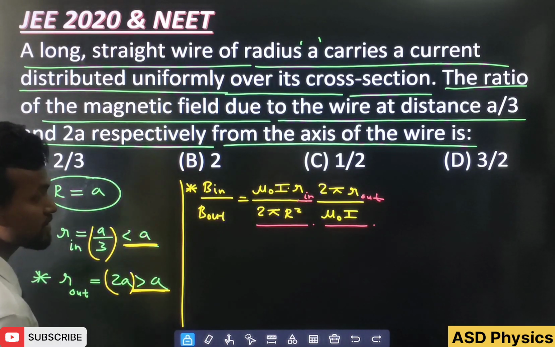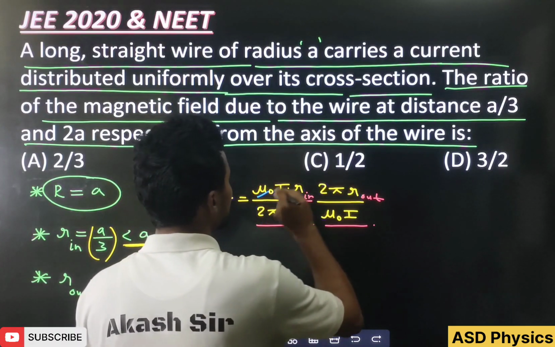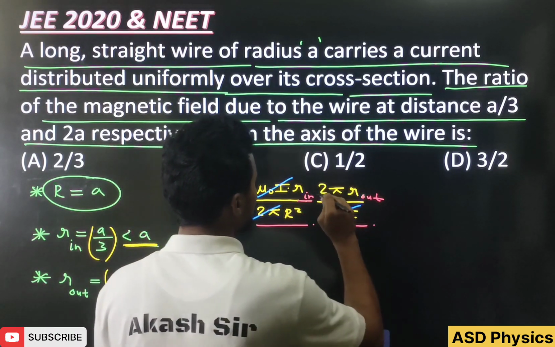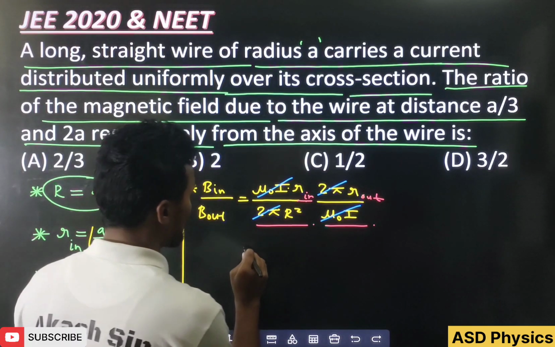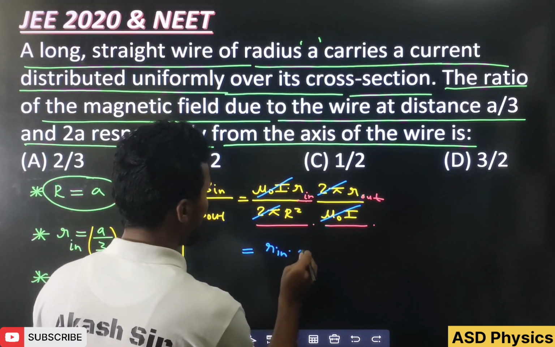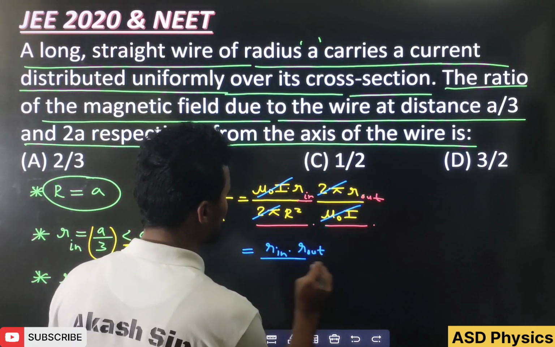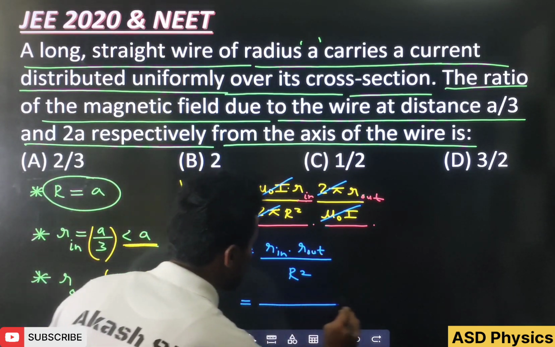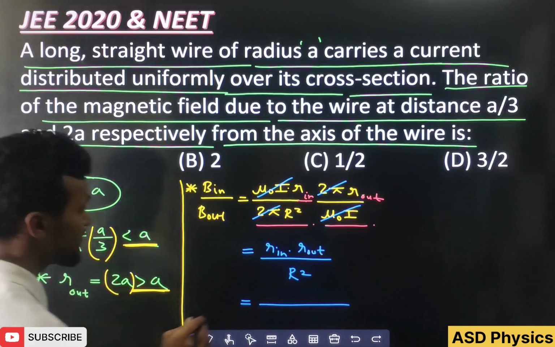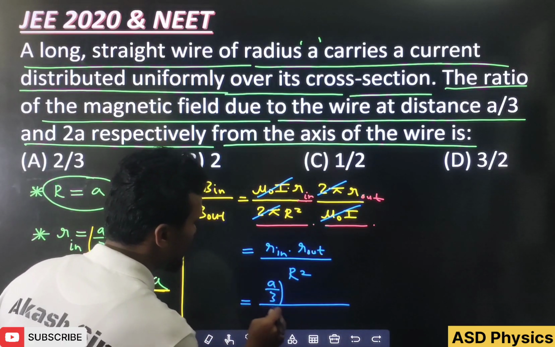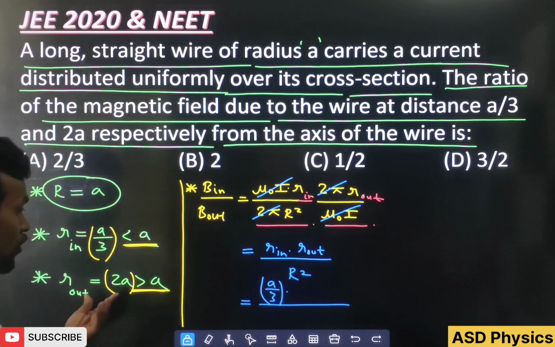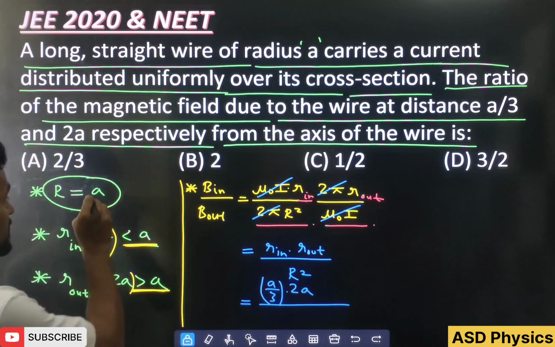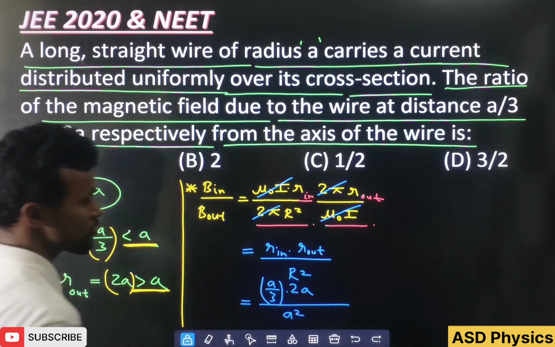Now students, let's see what other things will cancel out. This mu naught I is cancelled, and kindly see that this 2 pi and this 2 pi are also cancelled. So what is left here is r in into r out by capital R squared. Now kindly put the values: r in is a by 3, into r out, which is 2a, and capital R is the radius, small a.